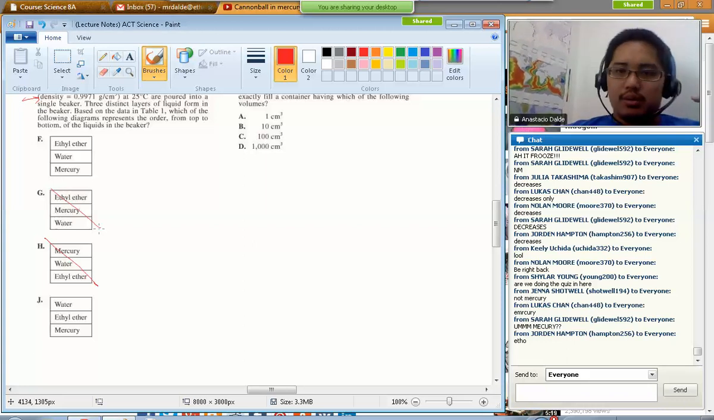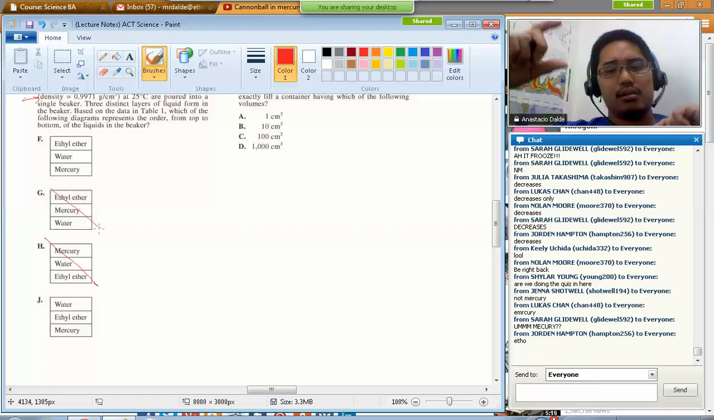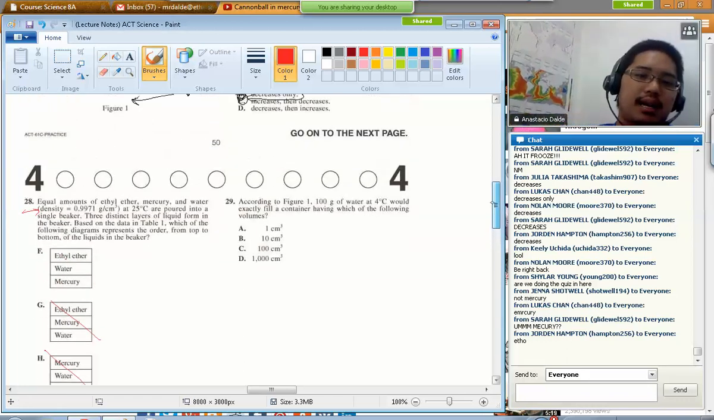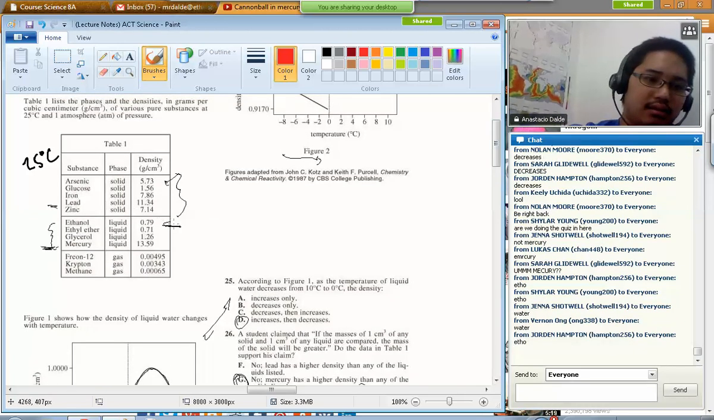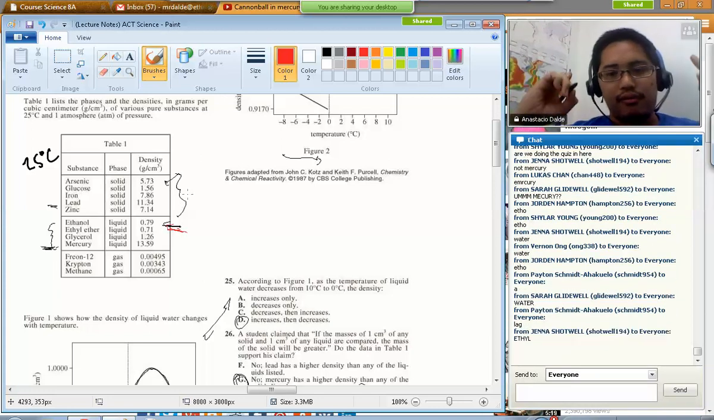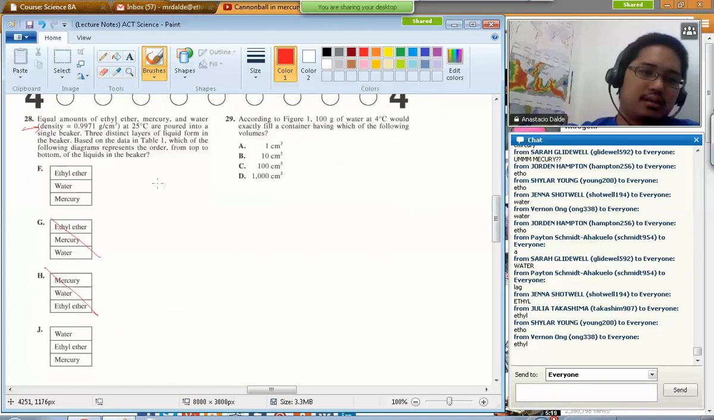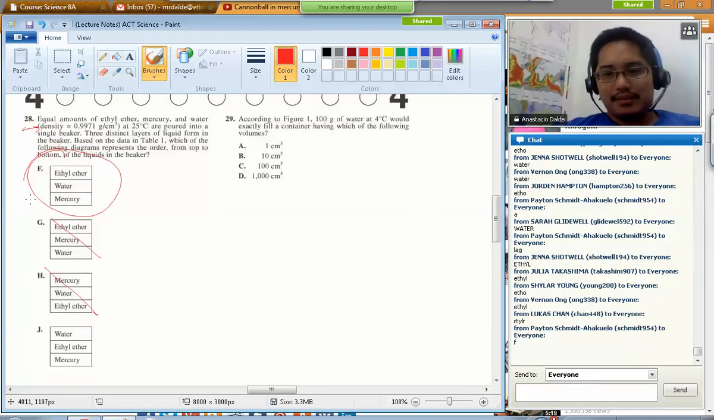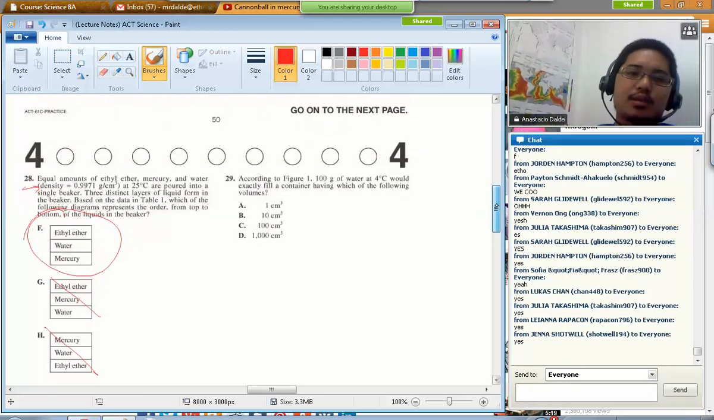Now, which one will float the most? Which one will be on top? Water or ether? Well, which one is less dense? The water has a density of 0.9971. The ethyl ether has a density of 0.71. So which one will float the most? The ethyl. So therefore, this is your answer. It is that easy. Are we cool with that? We cool. Alright, good.